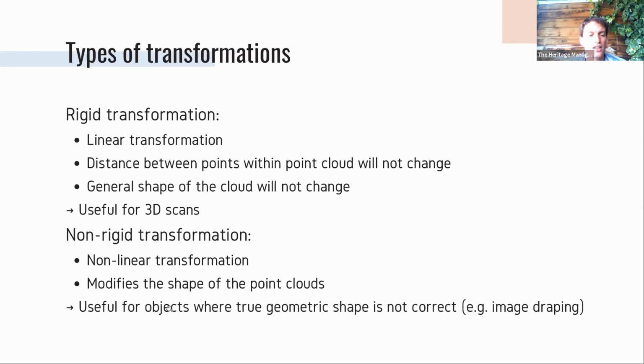So if you put it very strictly, this is something that you will frequently find when doing georeferencing in GIS, for example. For point clouds, so for 3D point clouds, especially acquired by laser scanning, but to some extent also acquired by photogrammetry, we will use a rigid transformation, a linear transformation, where the distance between points within the point cloud will not change.